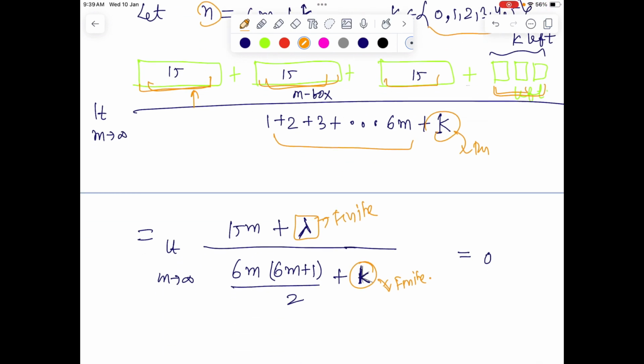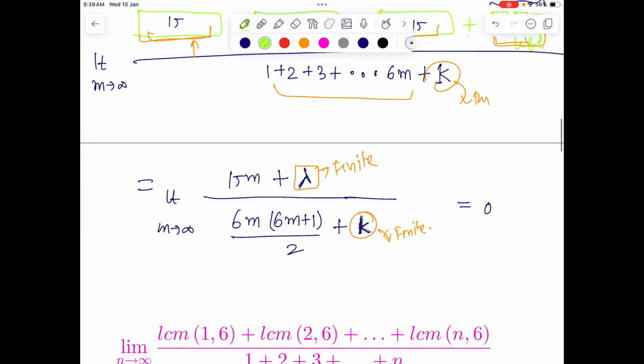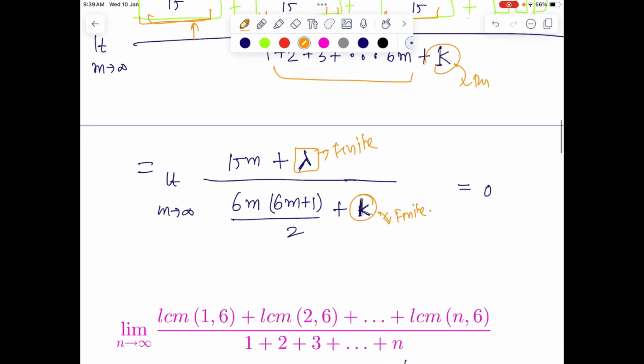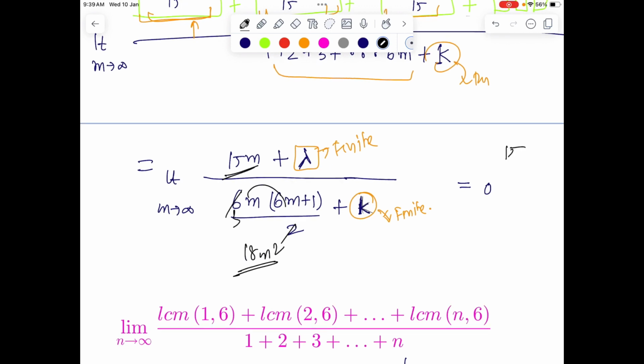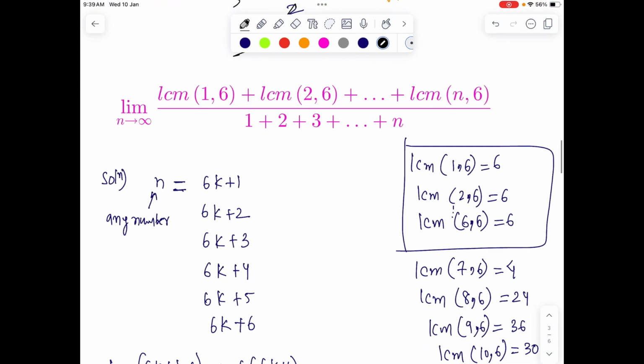Now we'll put the value n equals 6m in our limit. Since every box contains a sum of 15, we have 15 times m plus lambda over (6m into 6m plus 1) by 2, the sum of numbers from 1 to 6m. And now you can see this limit is 0, because the leading term in the denominator is 18m squared, and the leading term in the numerator is 15m, so it will become 15 by 18m, and as m tends to infinity, it will die. So the answer to the first question is 0.